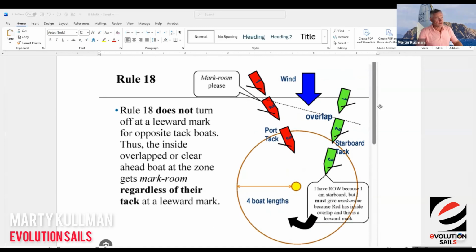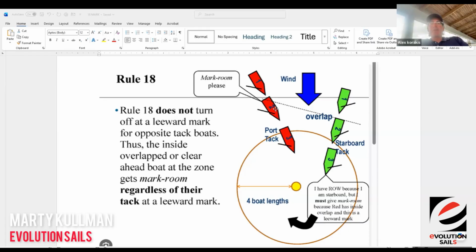Rule 18. Okay, so what's happening here, right? Let's just purely look at the zone for a second. So the green boat enters the zone, right? That's exactly what I'm talking about. It's a right gate, right turn. So the overlap was probably established halfway downwind when the green boat jibed onto starboard.